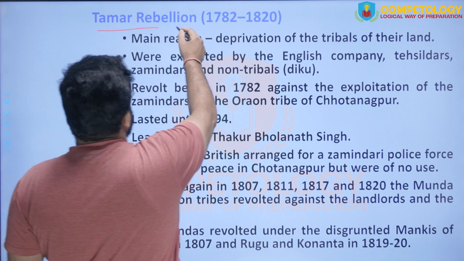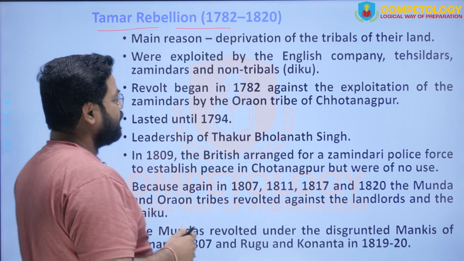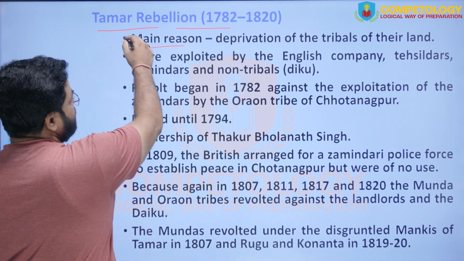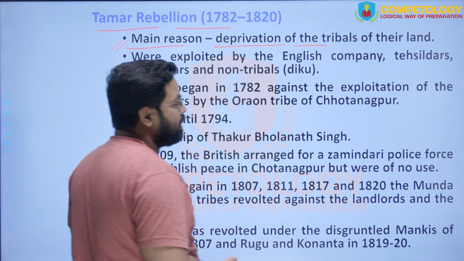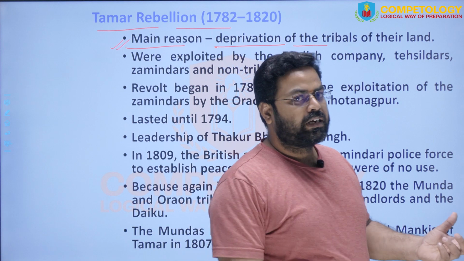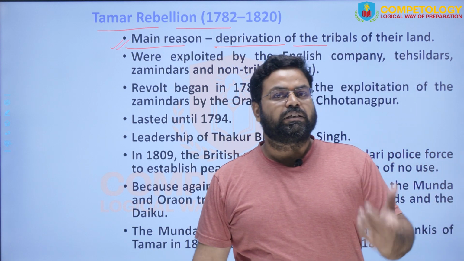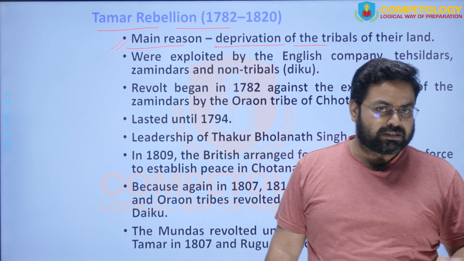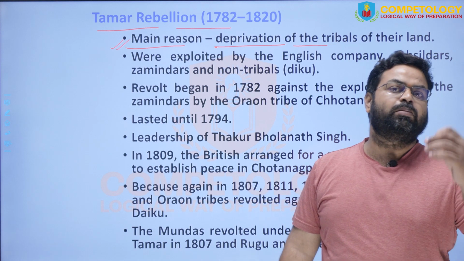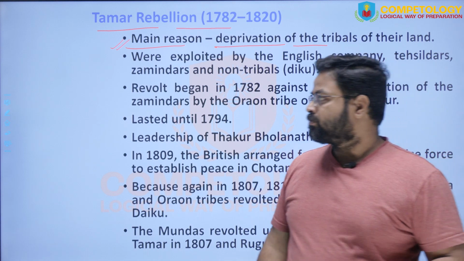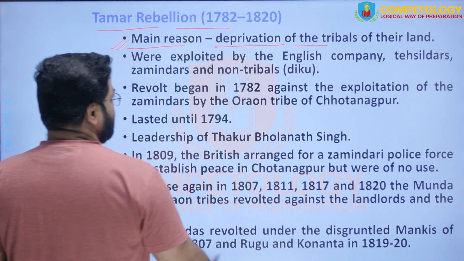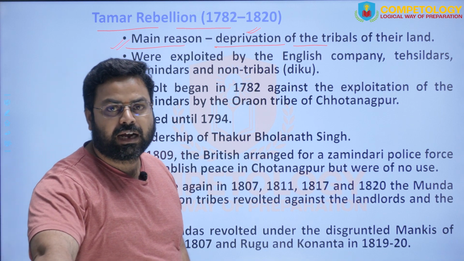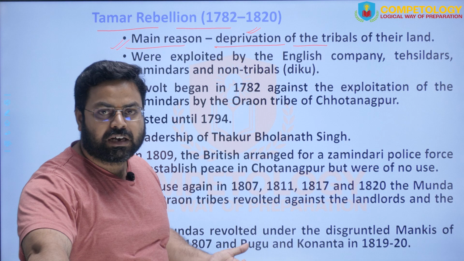Now come to the Tamar rebellion of 1782 to 1820, right? So here the main reason for this rebellion was the deprivation of the tribals of their land. Basically their land was being confiscated, and the tribals were of the view that Jal, Jungle and Jameen is our ancestral right and our eternal right, and nobody can take it away from us. And here the Britishers were depriving them of their land because of the non-payment of the lagan or the land tax, and this had infuriated the tribals.